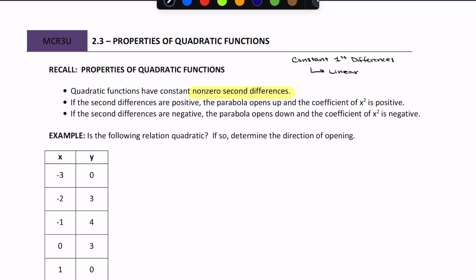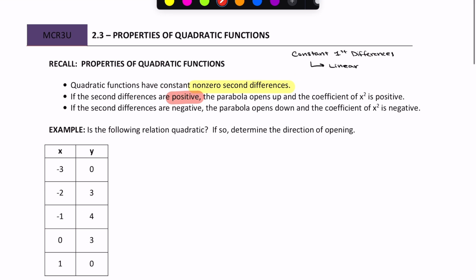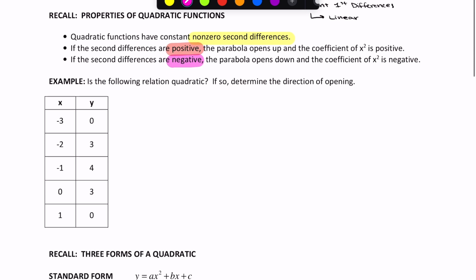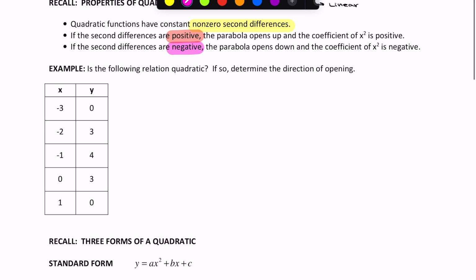And here, second differences are positive. If the second differences are positive, the parabola opens up, and the coefficient of x squared is positive. If the second differences are negative, the parabola opens down, and the coefficient of x squared is negative. So let's look at this example here. It says, is the following relation quadratic? If so, determine the direction of opening.